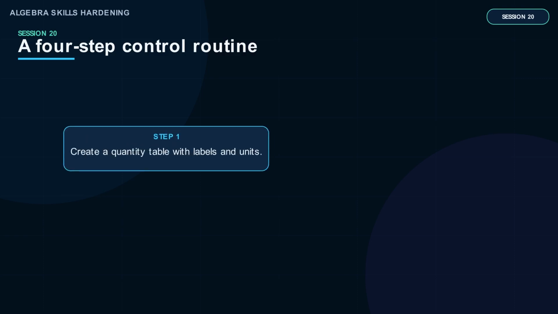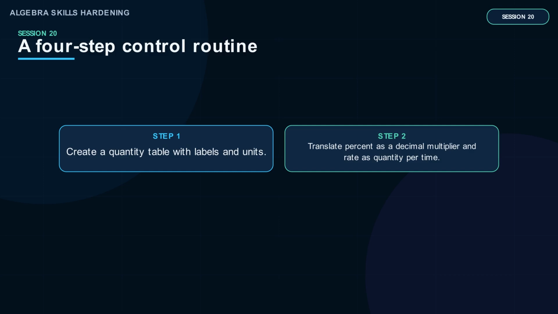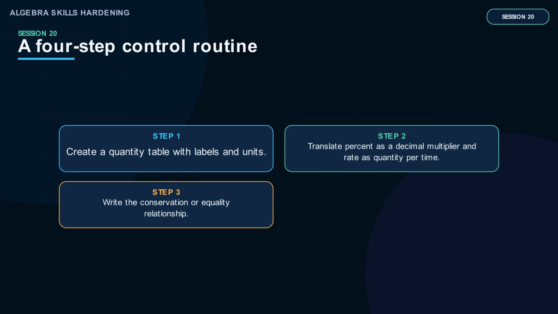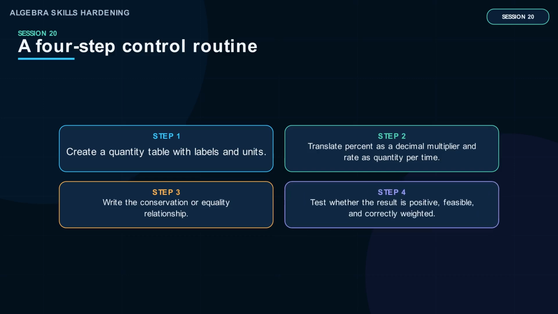Step 1. Create a quantity table with labels and units. Identify the object being changed and the requested result. Step 2. Translate percent as a decimal multiplier and rate as quantity per time. Use a separate line so signs, units, and restrictions stay visible. Step 3. Write the conservation or equality relationship. Work efficiently without skipping an operation. Step 4. Test whether the result is positive, feasible, and correctly weighted. Whenever possible, verify with evidence independent of the original working.